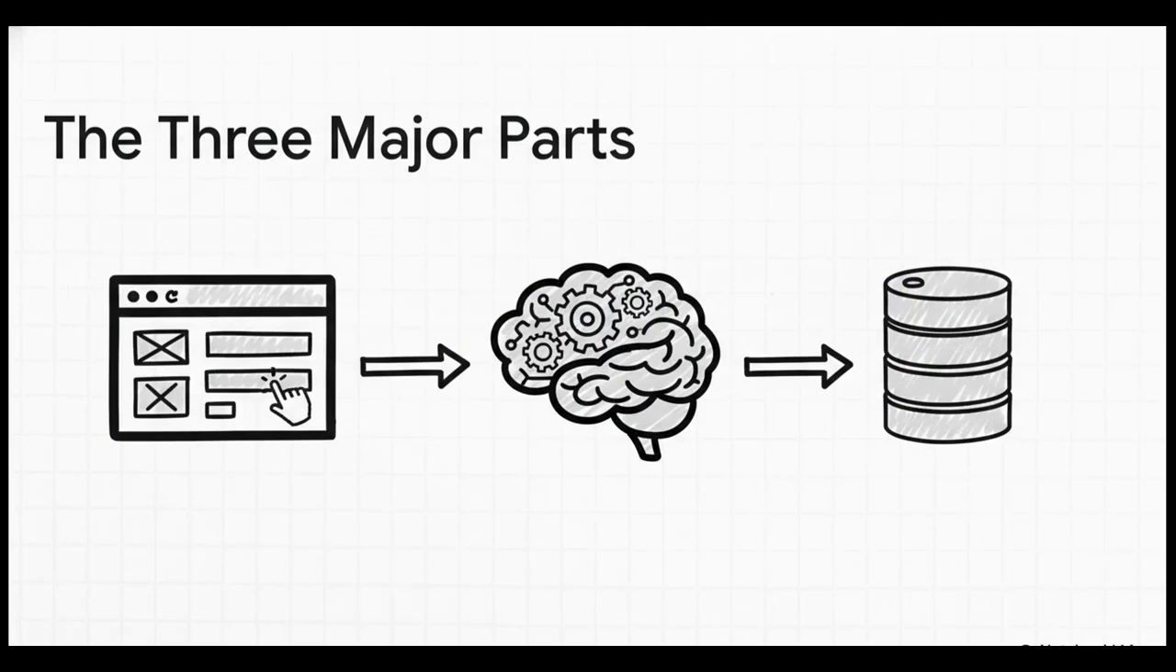And pretty much everything you use online can be broken down into three main pieces. First, you've got the front end. That's everything you see and interact with. The buttons, the text, the images. Then there's the back end. Think of this as the brains of the whole operation, working behind the scenes. And finally, the database. That's the memory, where everything from your user profile to your shopping cart gets stored.